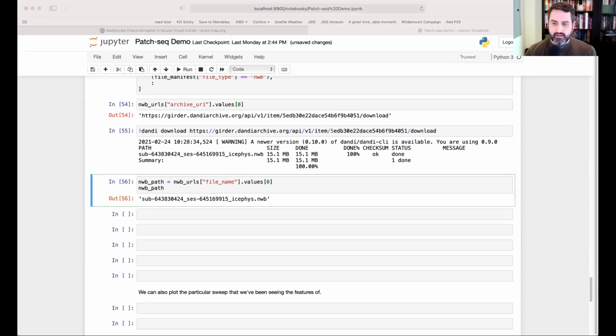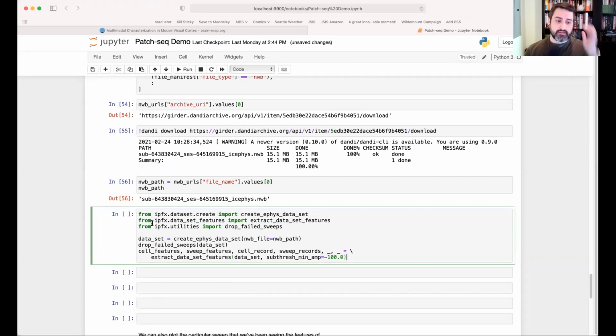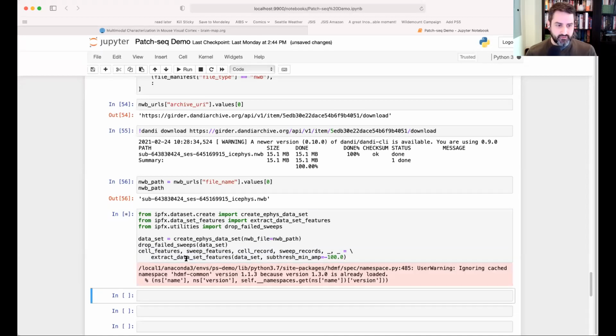And what we're going to do next is use one of the libraries provided by the Allen Institute called IPFX, for Intrinsic Properties Feature Extractor, to load that NWB file, extract a standard set of features based on the standard protocol that we use at the Allen Institute, and then start to look at those features. So I'm just going to run that here. Again, I'm loading in the file from our NWB file. I'm going to drop failed sweeps so we don't accidentally try to analyze those. And then I'm going to extract the basic features from that cell.